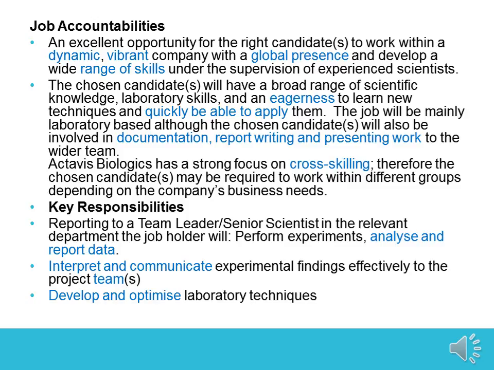So how can you tell what's important to an organisation? Well, I've taken a job advert for a placement here, and I've highlighted some of the important words. Under the job accountabilities, it gives you an idea of the type of organisation: dynamic, vibrant, global presence, range of skills. It's then talking about the candidate and how they will learn their skills. There'll be an eagerness, they'll be able to quickly apply them. They'll be involved in documentation, report writing and presenting work, and also cross-skilling.